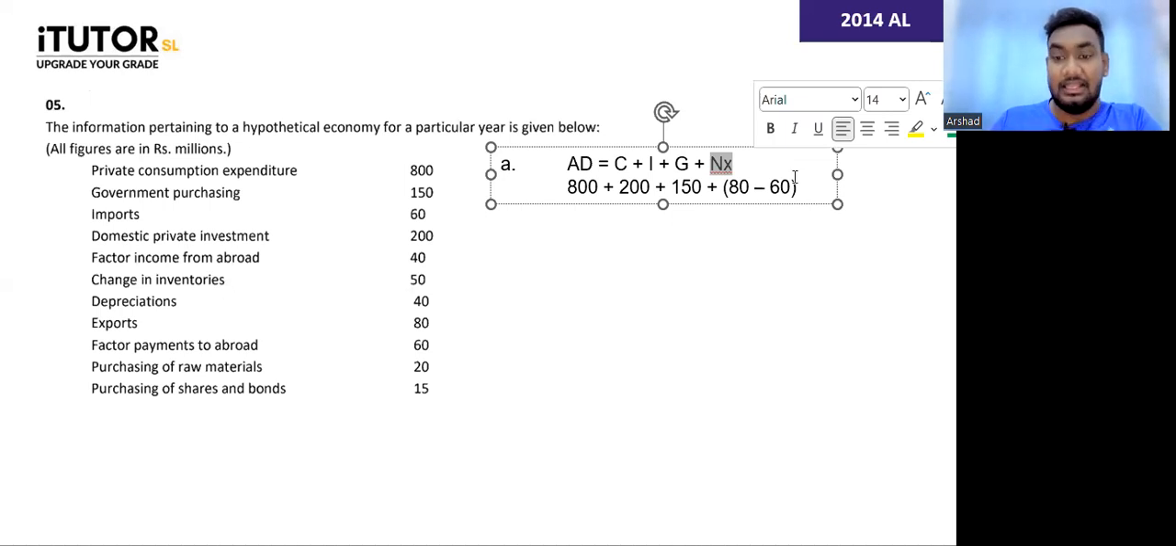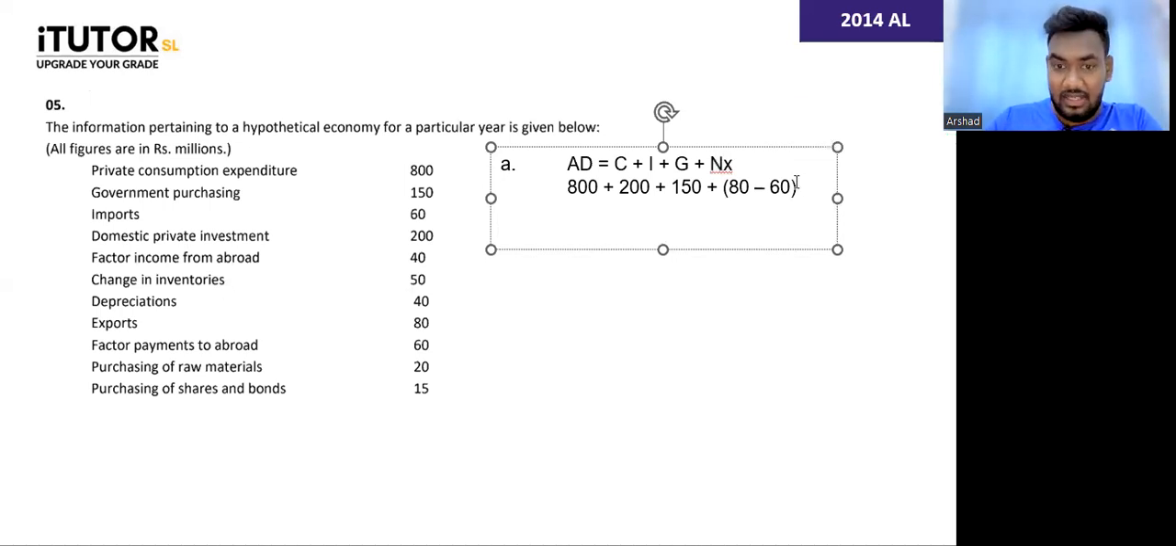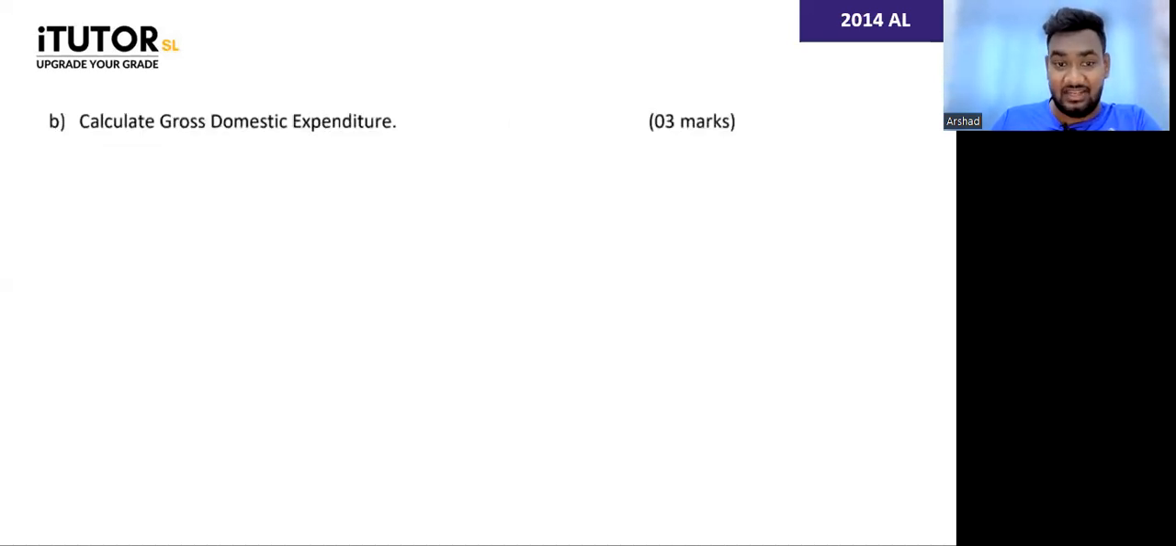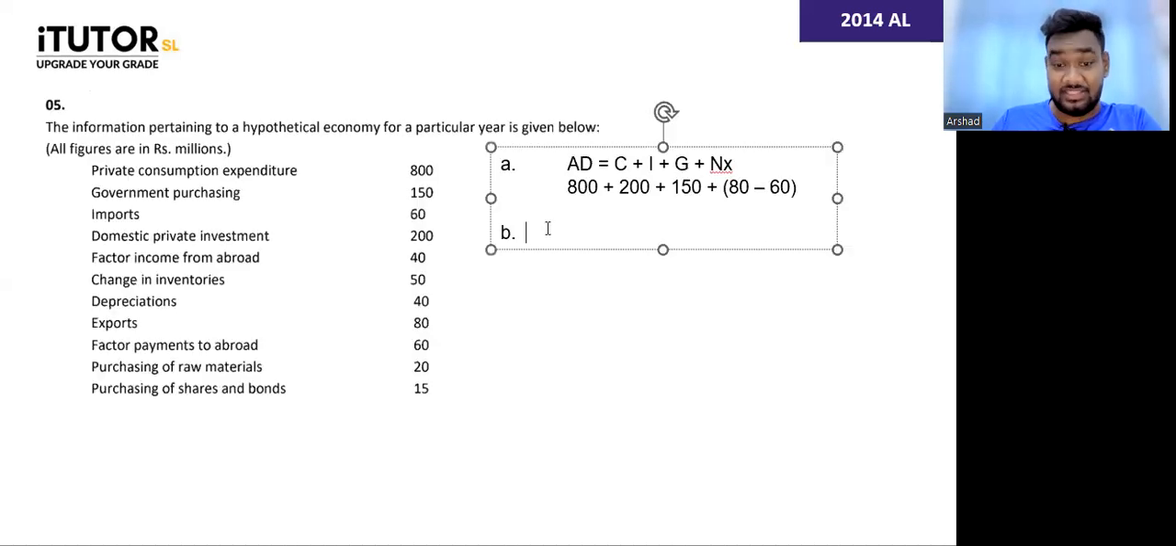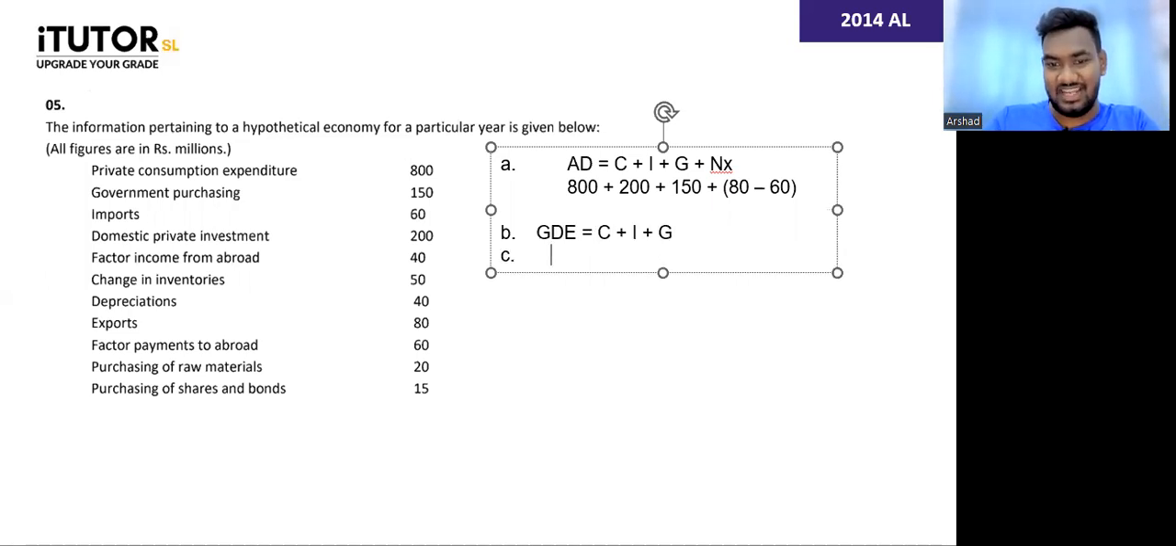Okay. Then part B. What is part B of this question? Calculate GDE. Part C, GNE. So GDE. How do you calculate GDE? Very simple, guys. GDE is private consumption plus investment plus government spending. So how much is that? Private consumption 800, investment 200, government spending is how much?